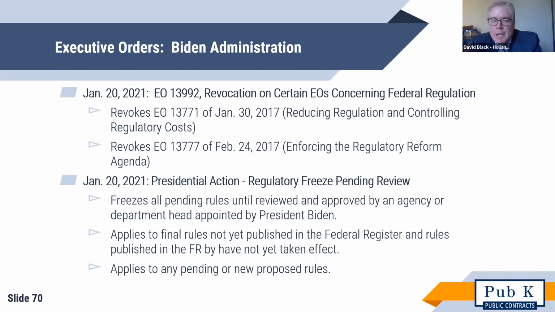Again, there'll be some issues on Buy America, about whether they shelve that one simply because they're going to do something that they consider a little bigger than that. This applies to pending rules, final rules not yet published in the Federal Register, and rules published that have not yet taken effect. This is the provision that sinks the Buy American rule that was to take effect January 21st. And any new proposed rules, likewise, are frozen until they are reviewed by an agency or department head appointed by President Biden. Next slide.